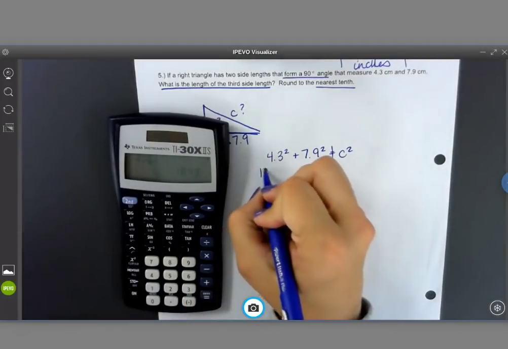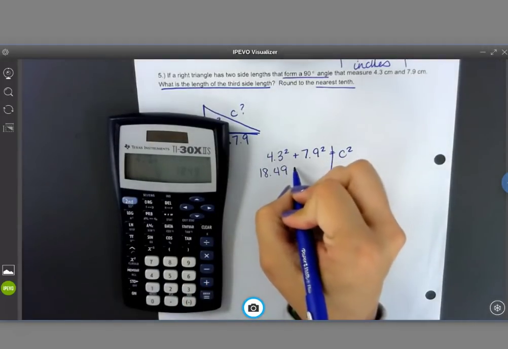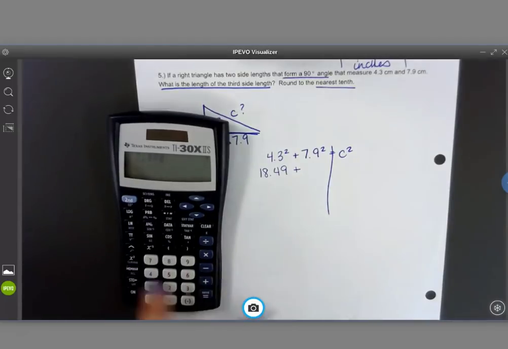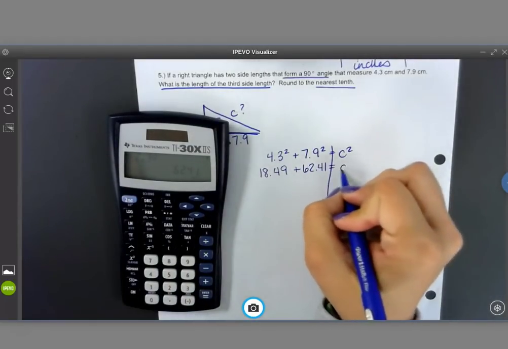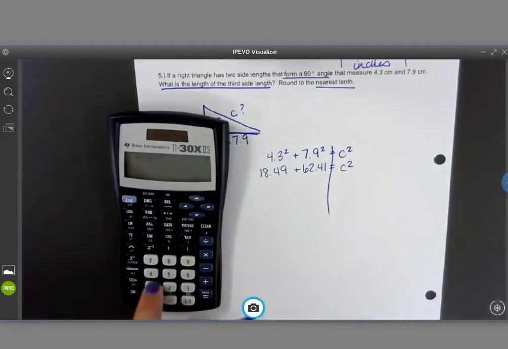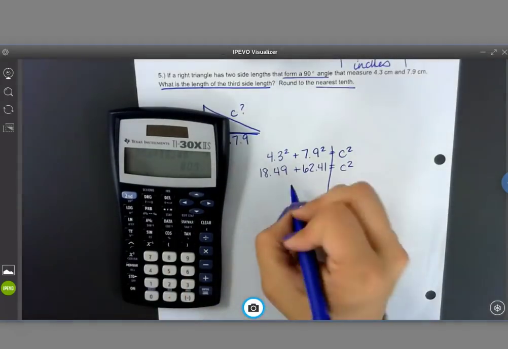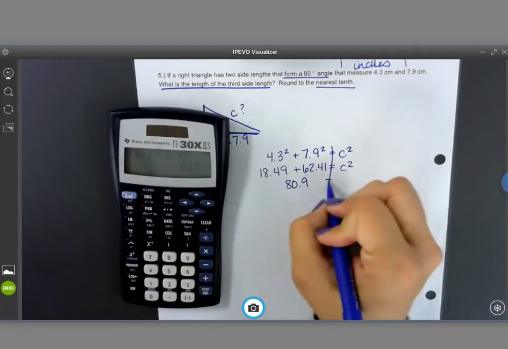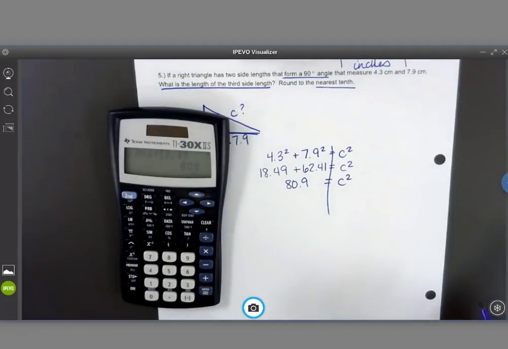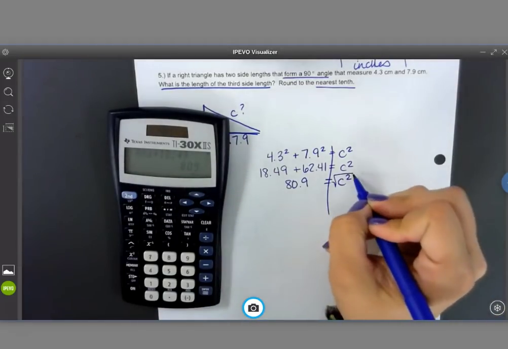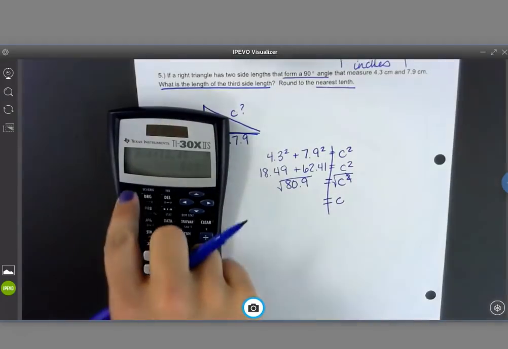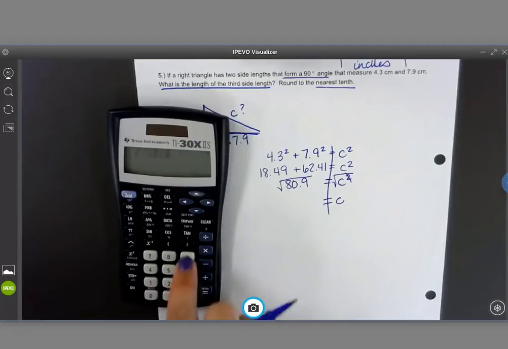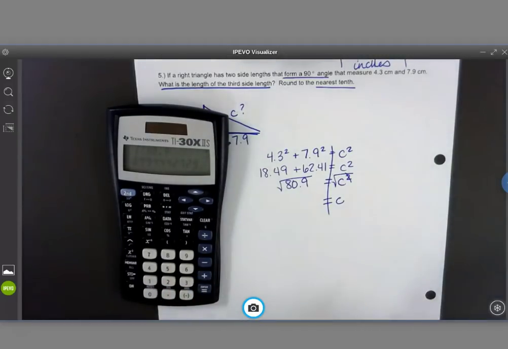Guys, make sure you write down the entire number. Do not round until the very end. Add those two numbers together. All right, last step is always to square root both sides to get C by itself. Square root of 80.9. Ooh, we get 8.99.